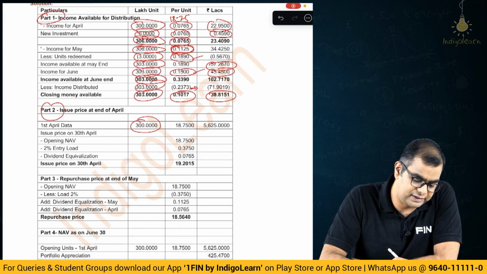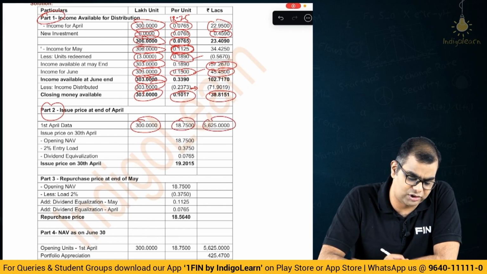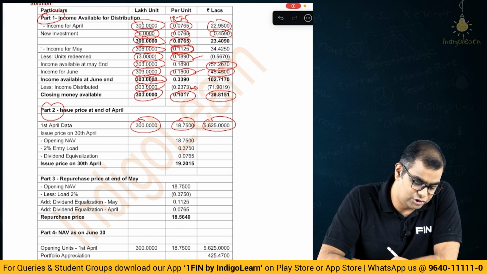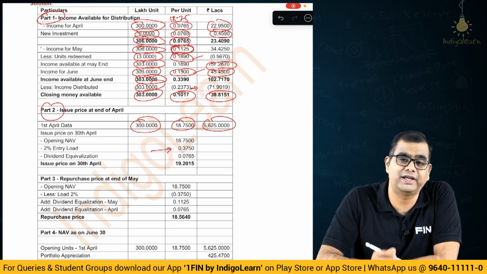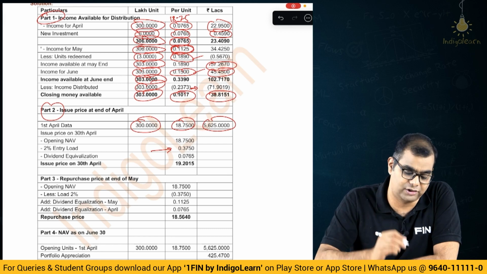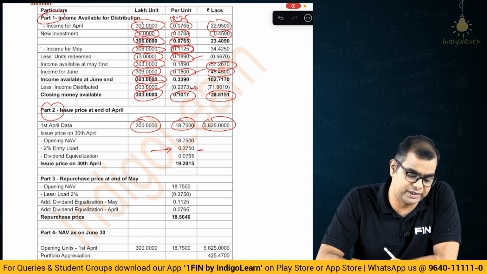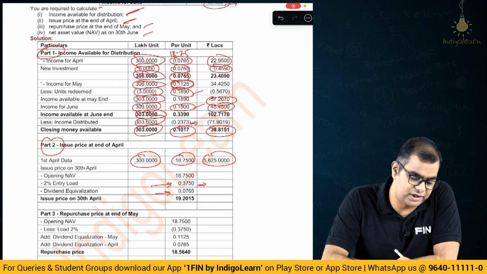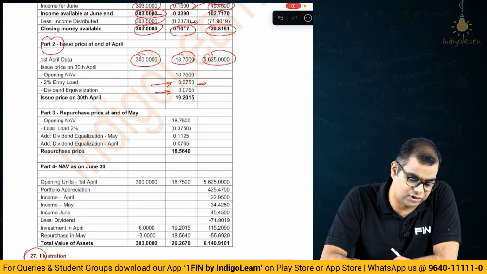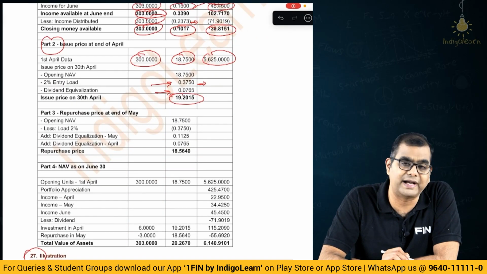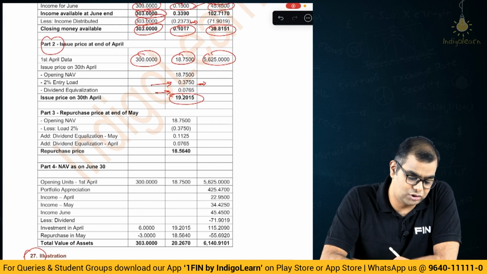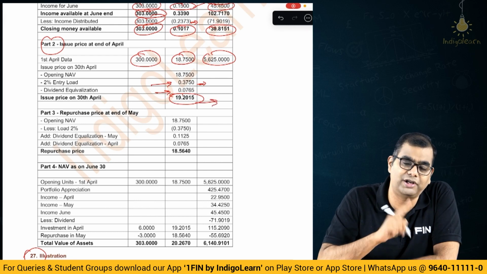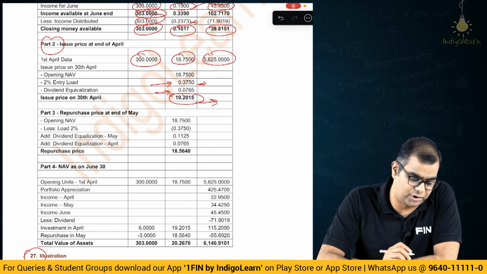Opening, you had 300 and your NAV was 18.75. Total value was this. 18.75 into 300 is 5625. Then you add 2% entry load. Why? Anyone coming in now has to add an entry load. How much is 2% of 18.75? 0.3750. Then you also add, because new people are coming in, they have to pay dividend equalization, which you already found out, 0.0765. You add that also. You get total issue price of 19.2015. So, the issue price per unit at the end of April is 19.2015.